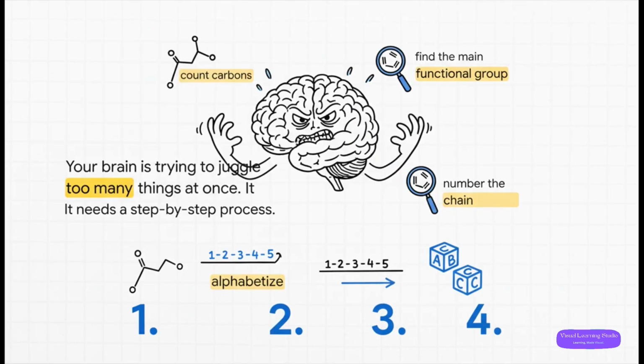Here's what's actually happening. Your brain is short-circuiting. It's trying to do everything at once. You're trying to count the carbons, find the functional group, figure out which way to number the chain, alphabetize the branches. It's just too much. It's like trying to juggle 4 balls when you've never juggled before. What you need is a one-step-at-a-time process, and that's what we're going to build right now.